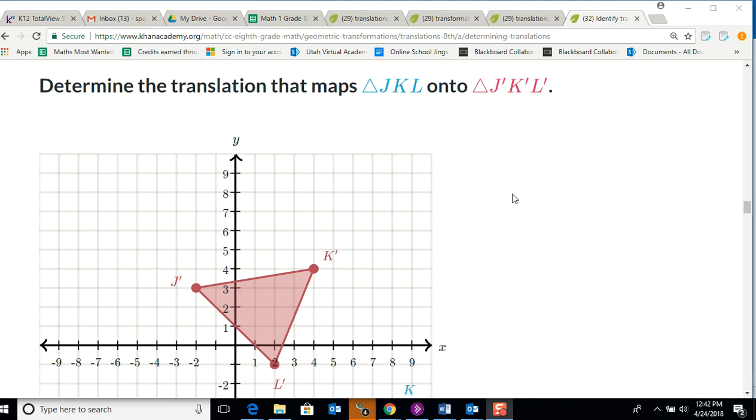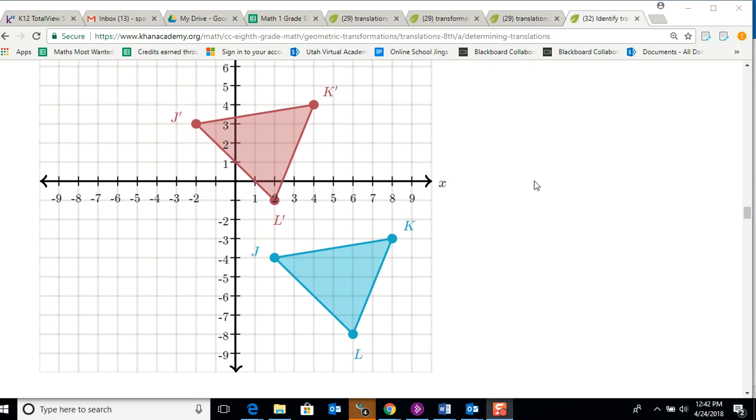So I want you guys to try this one on your own. This is question number 10 on your quiz. Determine the translation that maps triangle JKL onto the translation of that triangle JKL. Okay, so how are we going to map the blue triangle to the pink triangle? So just go ahead and pick one of the vertices, like if you pick K, and then figure out how you have to move from the blue triangle, the point K, to get to the pink triangle, point K. And I want you to go ahead and put that answer on your quiz.